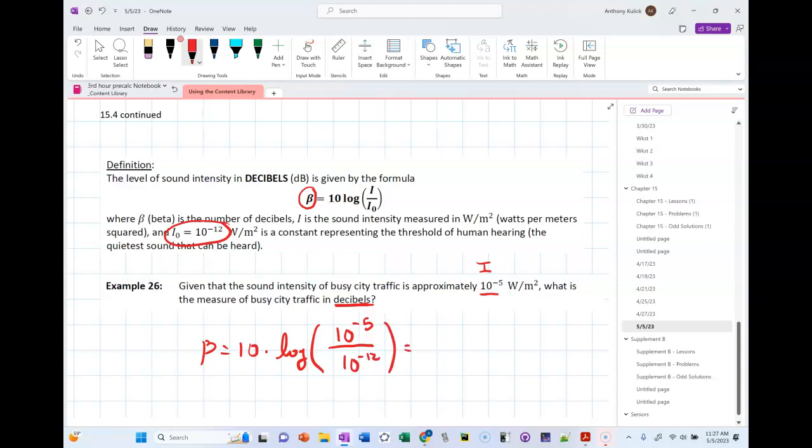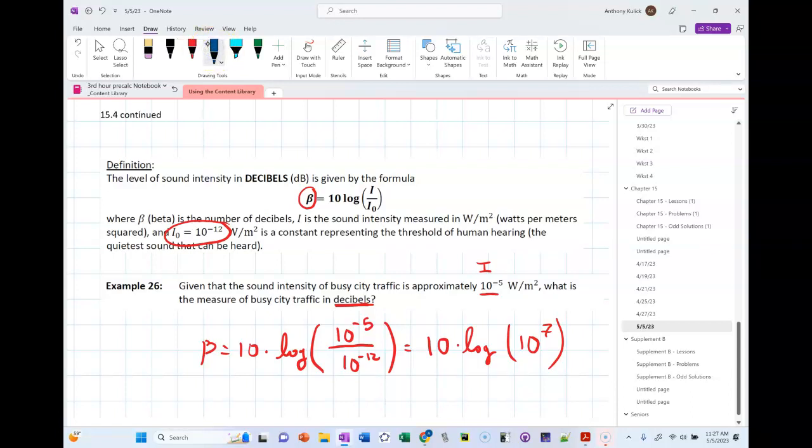Now you could type this into your calculator, but we don't really need to do that. We can do it by hand. I'm going to do it that way just for practice. To divide two exponentials with the same base, we subtract their exponents. So that's going to turn into 10 to the negative 5 minus a negative 12. Minus a negative is the same as plus. So negative 5 plus 12 is 7. So far, so good.